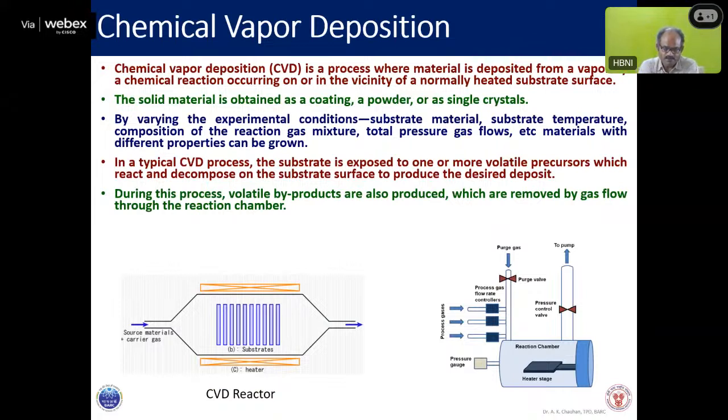In a typical CVD process, the substrate is exposed to one or more volatile precursors which react and decompose on the substrate surface to produce the desired deposit. During this process, volatile byproducts are also produced. Some of the products which are volatile can be removed from this side also.